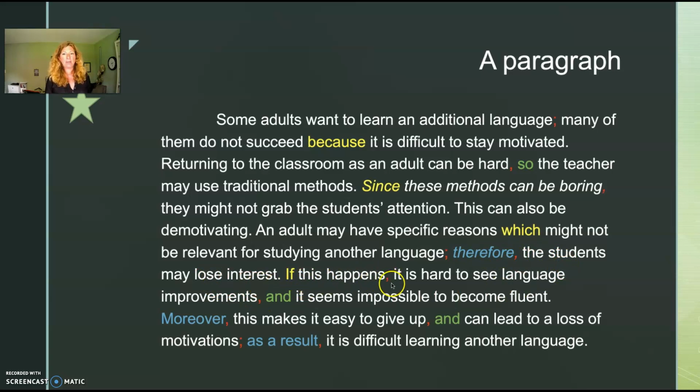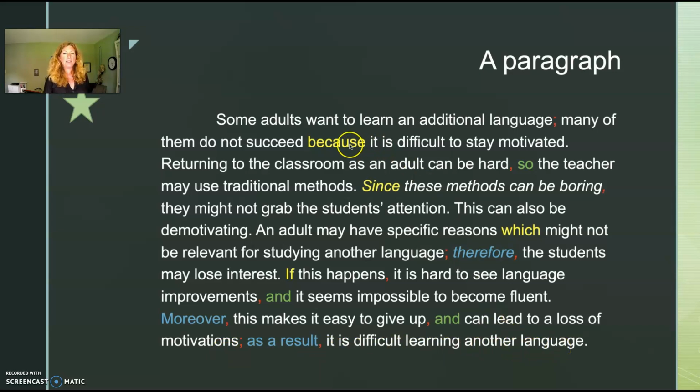If this happens, comma, it is hard to see language improvements, comma, and it seems impossible to become fluent. Moreover, transition, comma, this may make it easy to give up, comma, and can lead to a loss of motivation, semicolon, transition. As a result, comma, it is difficult to learn another language.